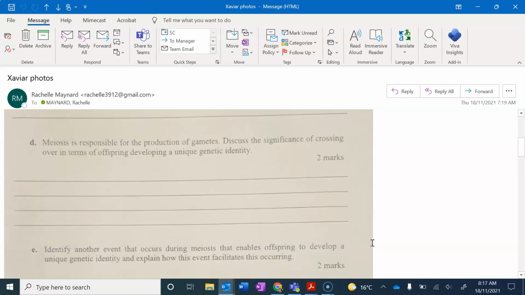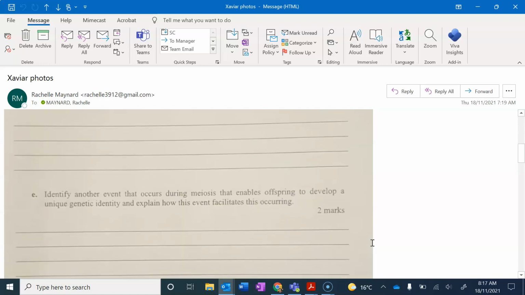All right, meiosis is responsible for the production of gametes. Discuss the significance of crossing over in terms of offspring developing a unique genetic identity, and we call this variation. So crossing over increases genetic variation, which means each gamete has a different arrangement of alleles. So it increases genetic variation. That's our answer there.